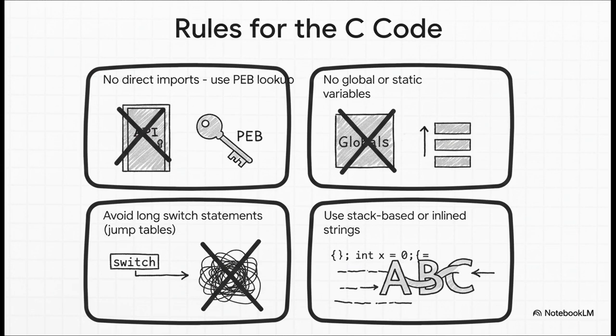Now, before you even think about assembly, your C code has to be just right. These rules are absolutely non-negotiable. First, all your function calls to the system have to be handled with the PEB lookup. No cheating. Second, no global variables. None. Everything has to live on the stack. Third, you want to stay away from really long switch statements because the compiler can sometimes create jump tables that aren't position independent. And last, any strings you use have to be set up so they can be stuck right into the code later on.